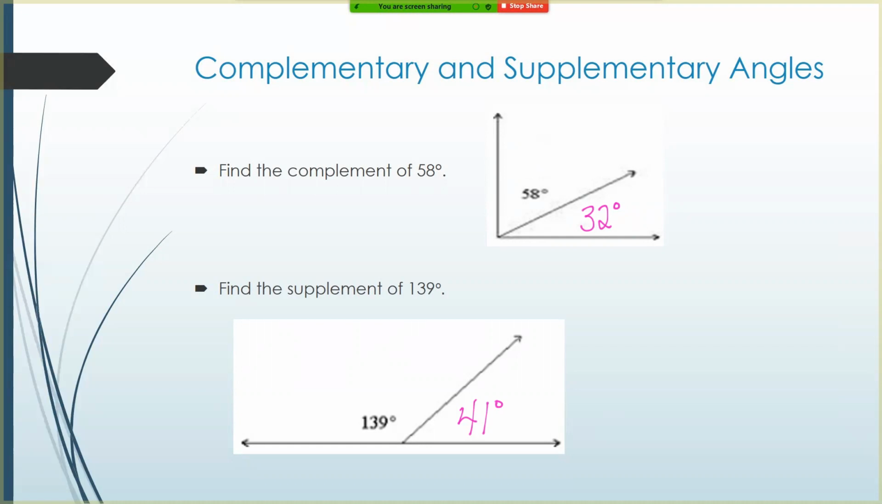So for the first one, the complement of 58, which means I have to take 58, add some number to it, and get 90. Well, 58 plus 32 is 90. So the complement of 58 is 32. The supplement of 139, if I take 139 and I add some number to it, I've got to equal 180 this time since it's a supplement. So 139 plus 41 gives us 180.